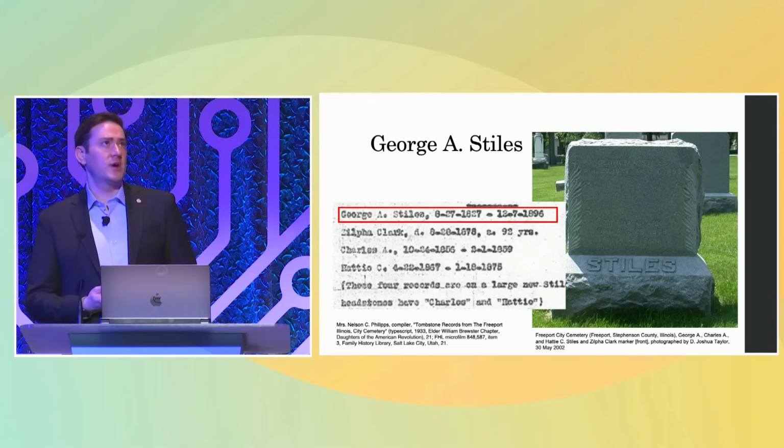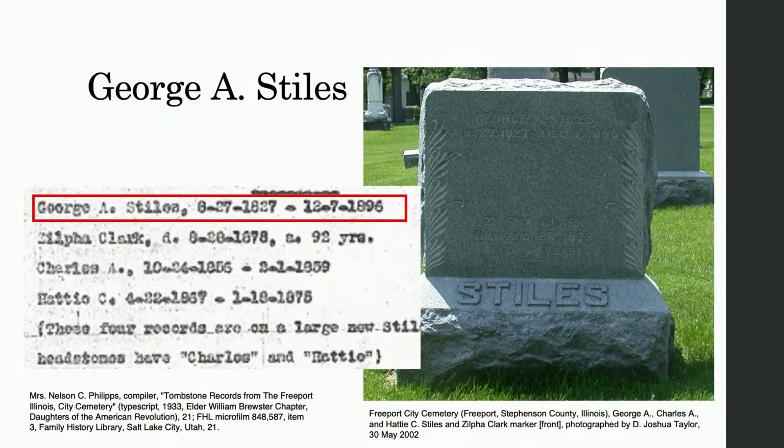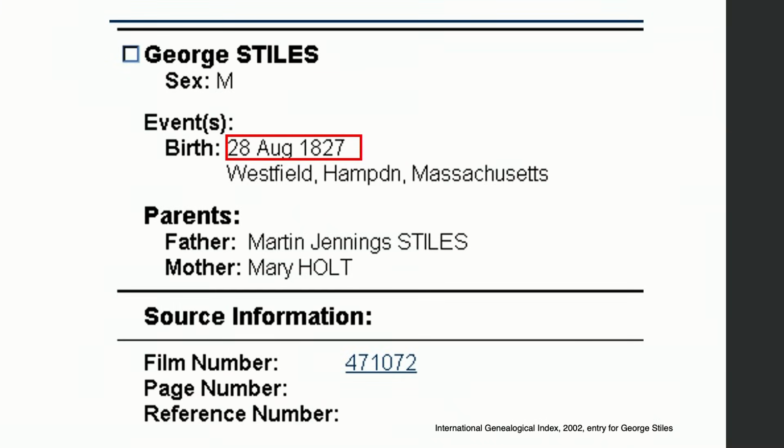So let me tell you a story about the first ancestor whose name I confused with another's. This is my great-great-great-great-grandfather, George A. Stiles. George A. Stiles is buried in Freeport, Illinois, and his gravestone very nicely provides a date of birth of 27th of August, 1827. I was thrilled because back in the day of the IGI, and this is copyright 2002, as you can see, there was a George Stiles born in Massachusetts on the 28th of August, 1827. And I picked that up and said, you know what? That's my ancestor. Why wouldn't he be? It's only a day off, and we know that dates can be fuzzy.